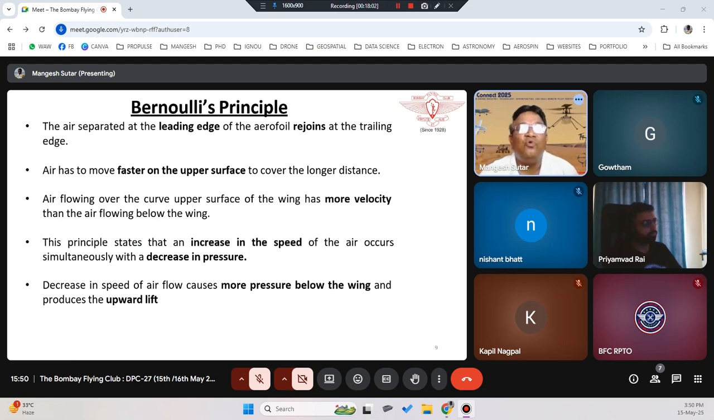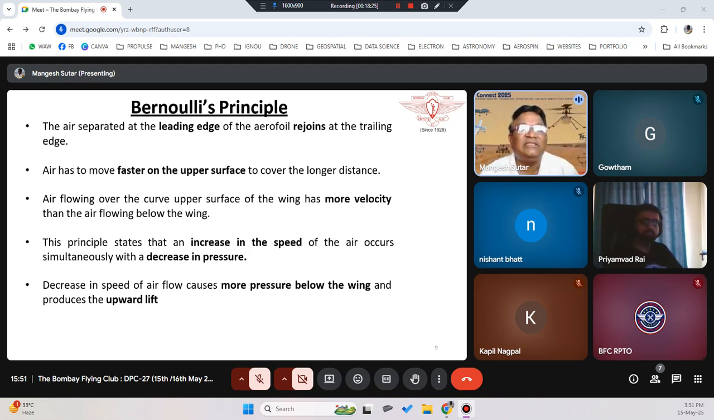Air has to move faster on the upper surface because it has to cover a longer distance. Air flowing over the curved upper surface of the wing has more velocity because it has to cover a longer distance than the air flowing below the wing. Okay, so below the wing, the surface area is less compared to the upper surface area.